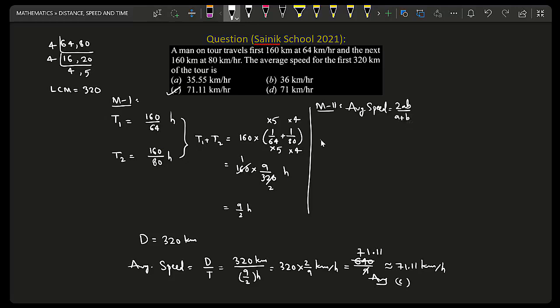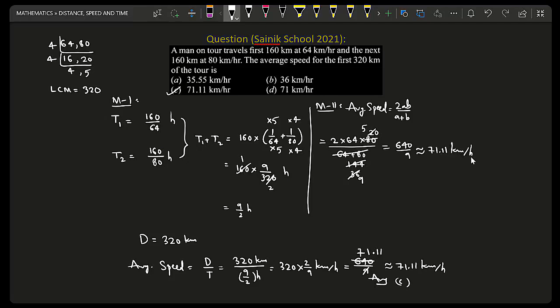Now A, I am using 64. B, I am using 80, divided by 64 plus 80. Let us write here 64 plus 80. 64 plus 80, can I write 144? Yes, sir. Okay, now let us simplify this. 4 threes are 12, 4 sixteens are 64, 4 into 20. And next, again, 9 sixteens are 144. 9 fives are 45. And again, we got 640 by 9. Is it going to give the same approximate result, 71.11 kilometers per hour?